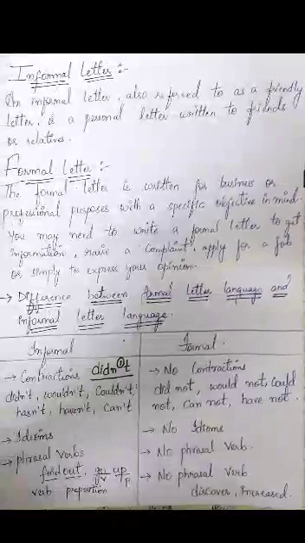Children, you may need to write a formal letter to get information, raise a complaint, apply for a job, or simply to express your opinion. A formal letter differs from an informal letter in both format and language. The language of a formal letter is formal, polite, and precise. Content is kept brief and may even be written in points if several matters are raised in the letter. Now, let us see how a formal letter language differs from informal letter language.